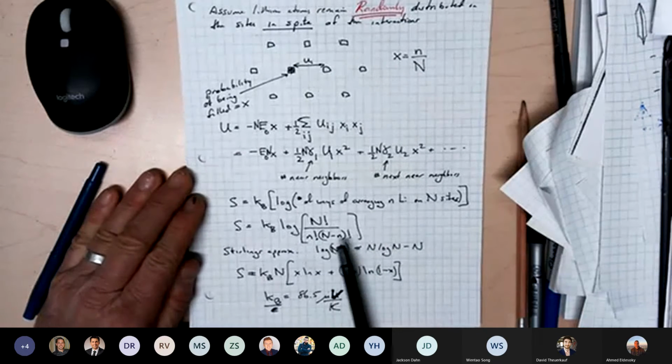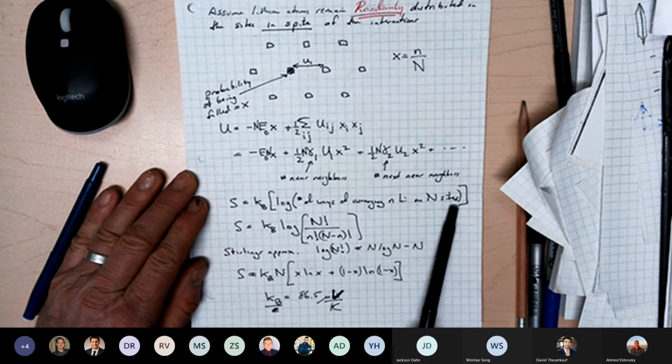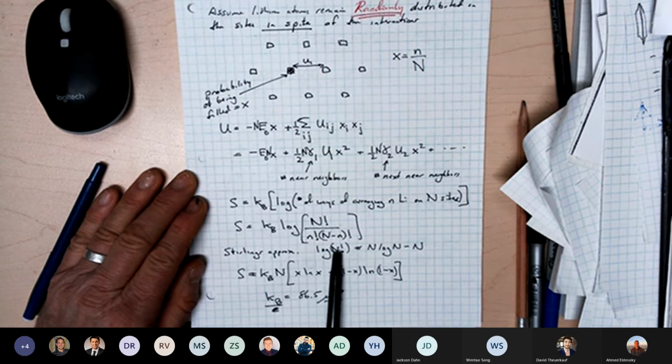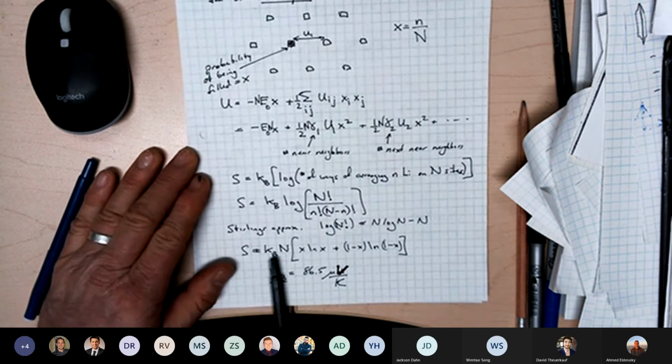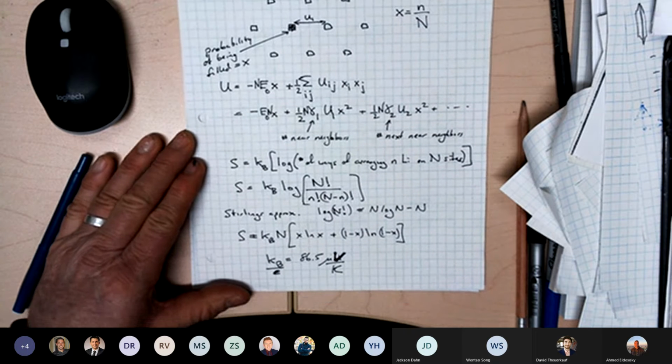And it doesn't matter if you've had statistical physics before or not. I'm just telling you what the number of ways of arranging n lithium on N sites is. It's N factorial over little n factorial times big N minus little n factorial. And then you use Stirling's approximation for the logarithm of big N factorial, and the entropy just simplifies down to this incredibly simple form.